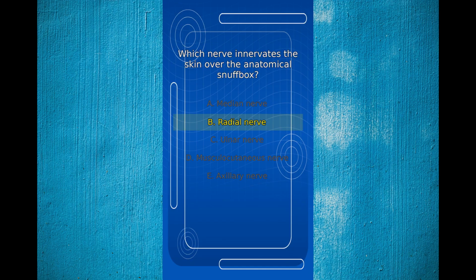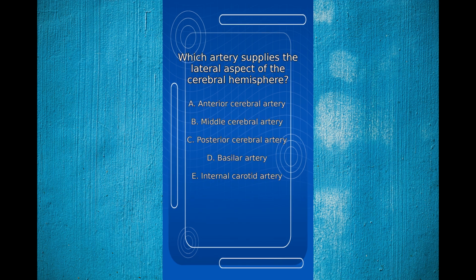The correct answer is B. Radial nerve. The superficial branch of the radial nerve innervates the skin over the anatomical snuff box. Which artery supplies the lateral aspect of the cerebral hemisphere?